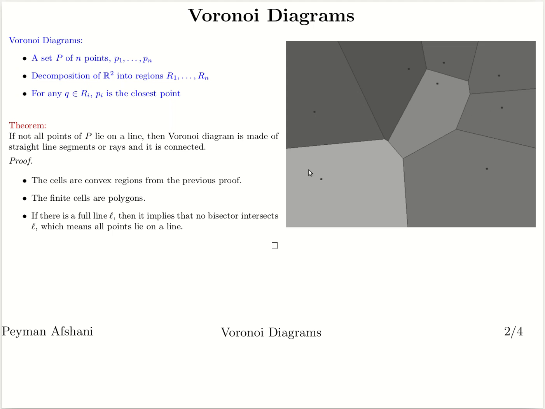If you have a full line, then it follows that the Voronoi diagram is separated in two parts. This means that there can be no bisector intersecting this full line L. Because if there is a bisector that intersects line L, then we'll have a Voronoi vertex on this line L, so we'll be decomposing this line L into rays. So since there are no bisectors intersecting L, it follows that all the bisectors should be parallel to L, which means all the points should be on one line.